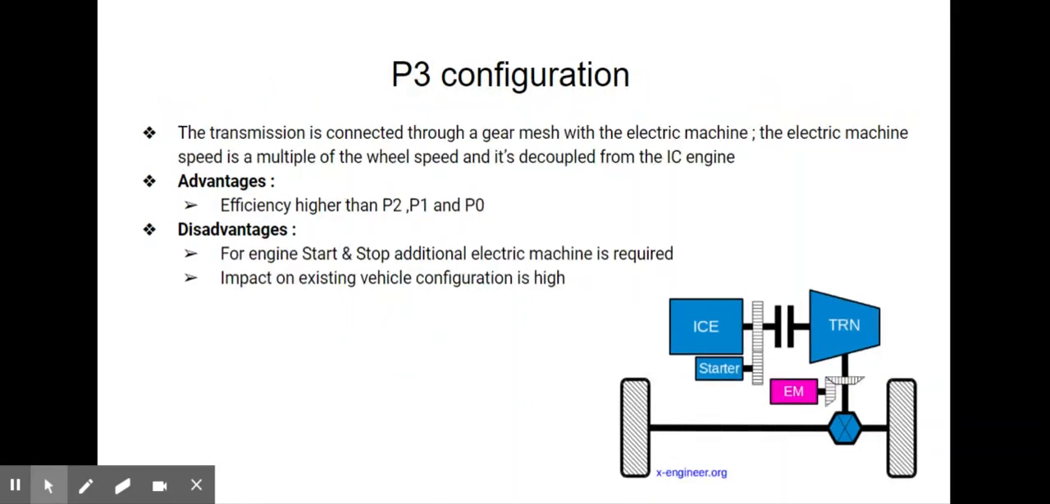In this configuration, as we can see in the diagram, the electrical machine is connected to the transmission through a gear mesh, and the electrical machine speed is a multiple of wheel speed and decoupled from the IC engine. Its main advantage is that its efficiency is higher than the P2, P1 and P0 configurations. Its disadvantages are, first, for engine start and stop an additional electrical machine is required. Second disadvantage is the impact on the existing vehicle configuration is high.